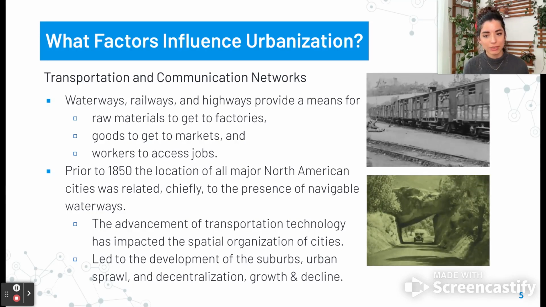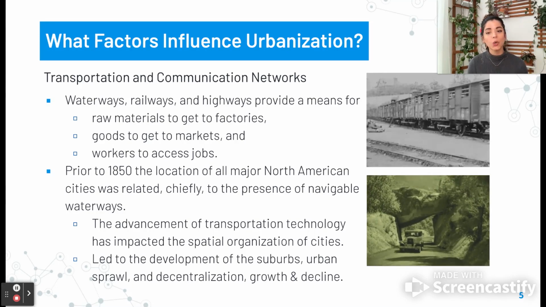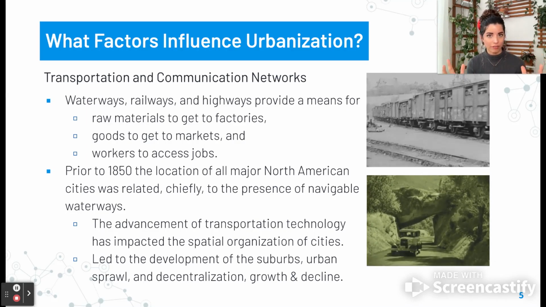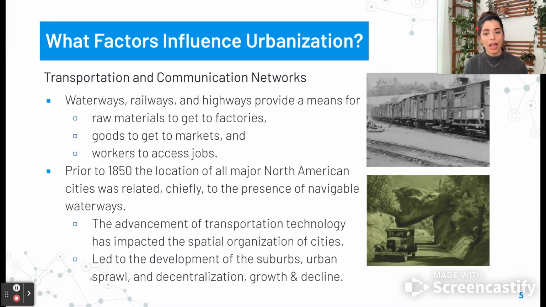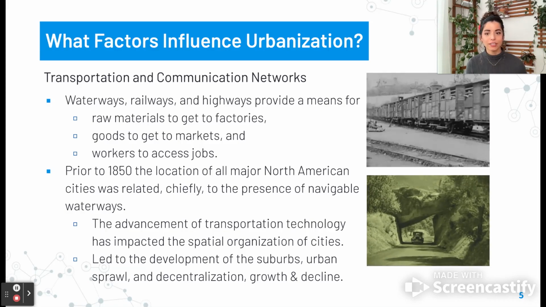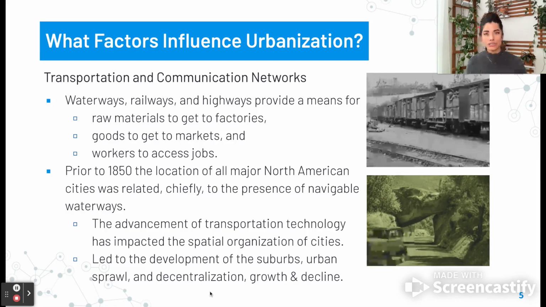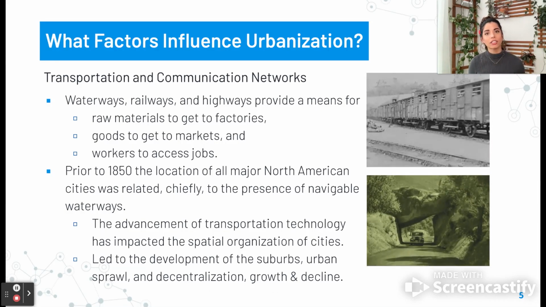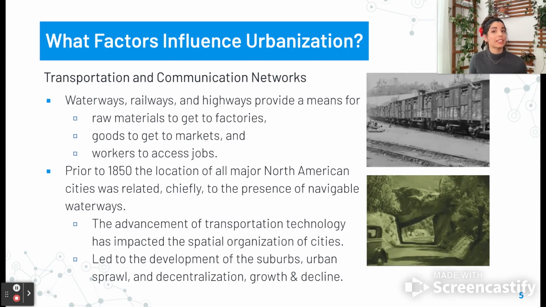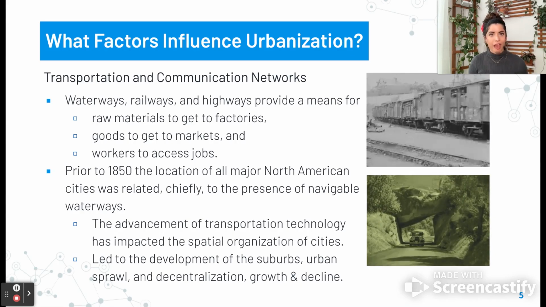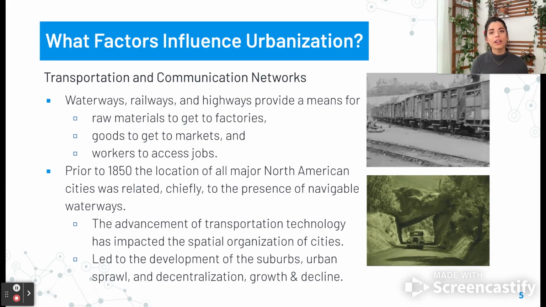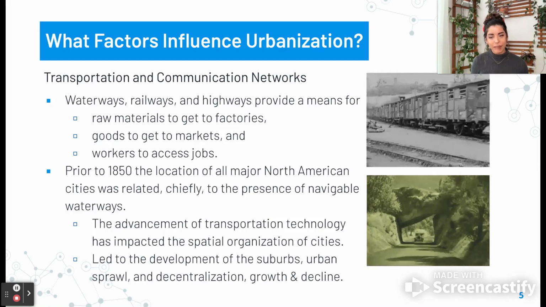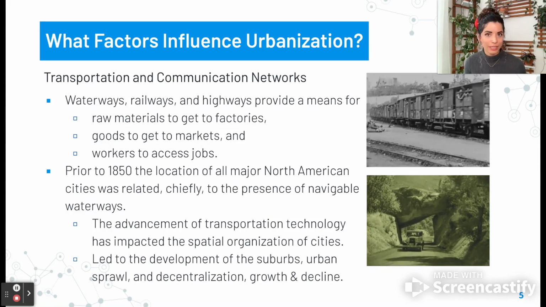The advancement of transportation technology has impacted spatial organization of cities, so the way that cities are organized over geographic area, led to the development of suburbs, urban sprawl, and decentralization, growth, and decline. So as we increase our transportation technologies, cities don't have to look the way that they used to. We have highways now, we have cars, we have public transportation that can get us from one place to another. So we're no longer restricted by having to be close to where we work or where we need to buy goods from.